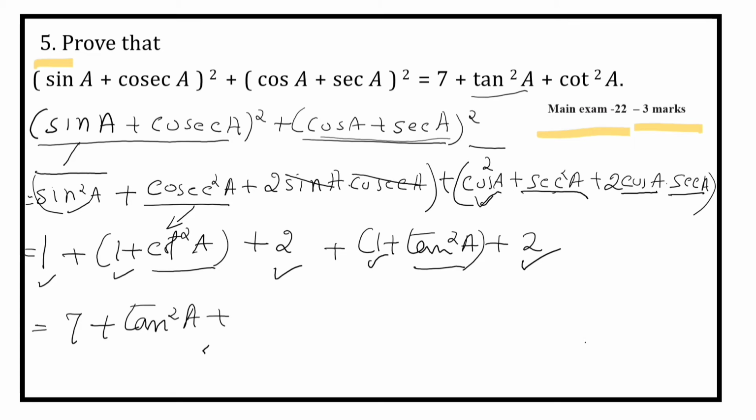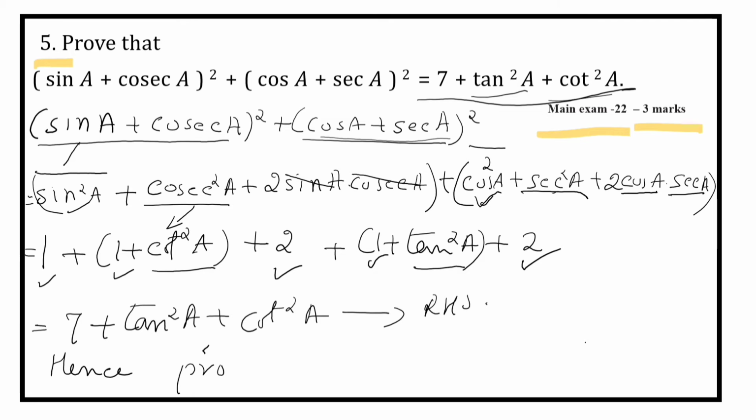Plus cot square A, which is equal to RHS. Hence proved. LHS is equal to RHS, hence proved.